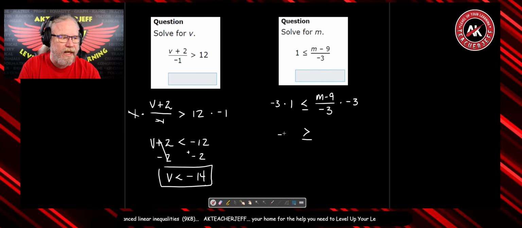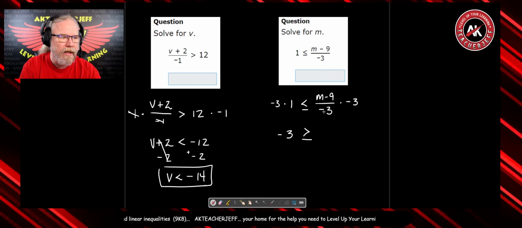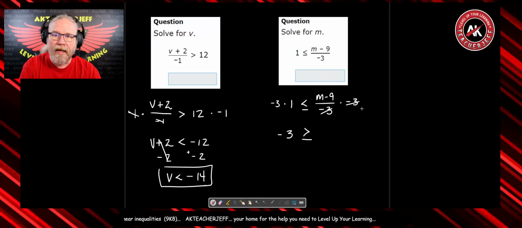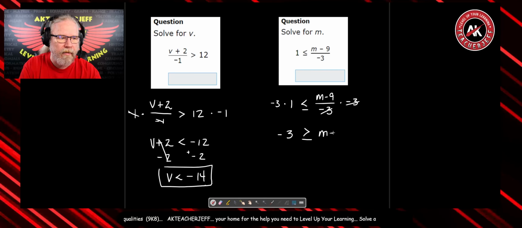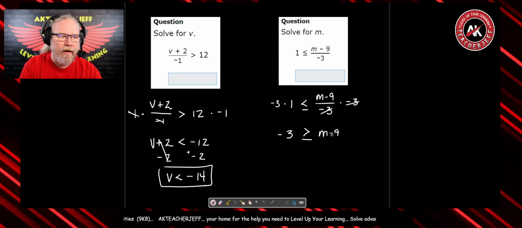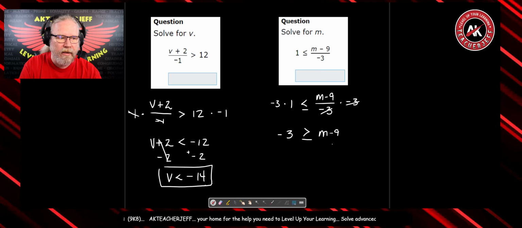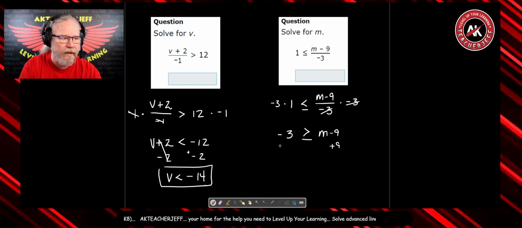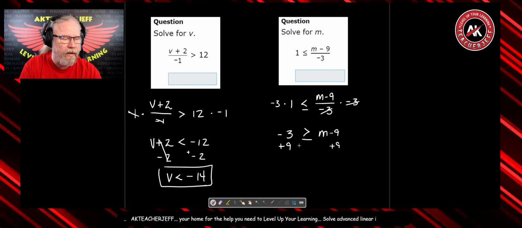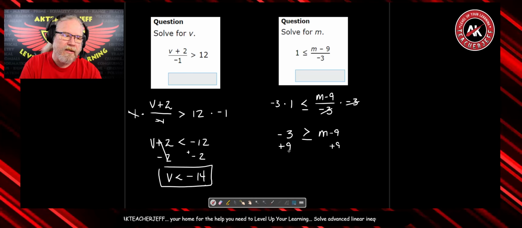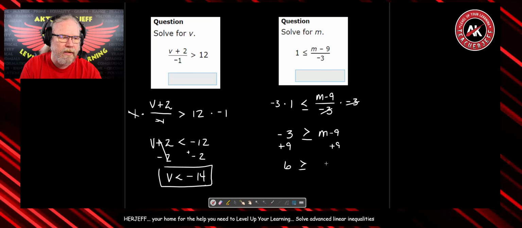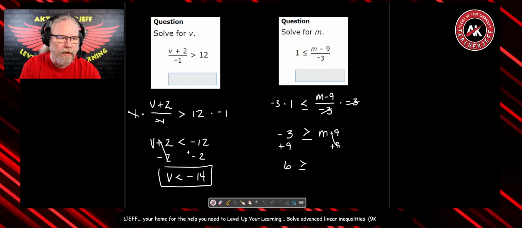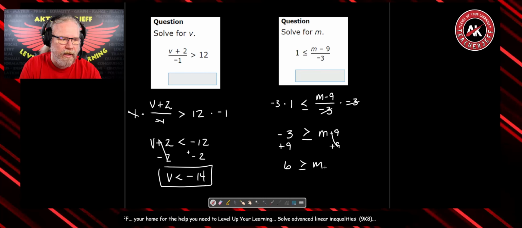Negative times positive is negative. 3 times 1 is 3. The negative 3's on the right cancel each other, leave me with m minus 9. So just bring down whatever's in the numerator. Now I need to get rid of the negative 9 on the right here. So I'm going to add 9. What I do to one side, I'm going to do to the other. Negative 3 plus 9, well, what is that? Positive 6. Let's bring down my inequality symbol. The 9's are going to cancel each other. I end up with m.